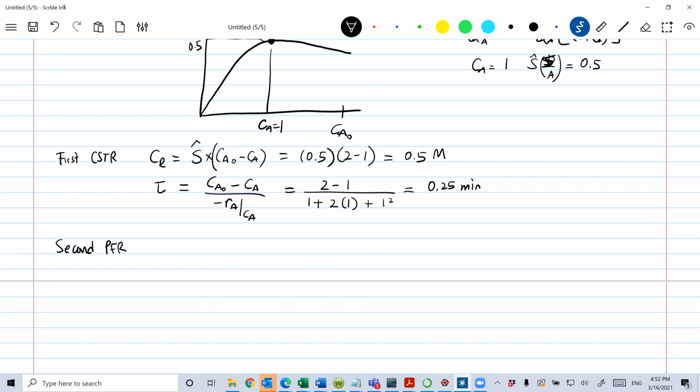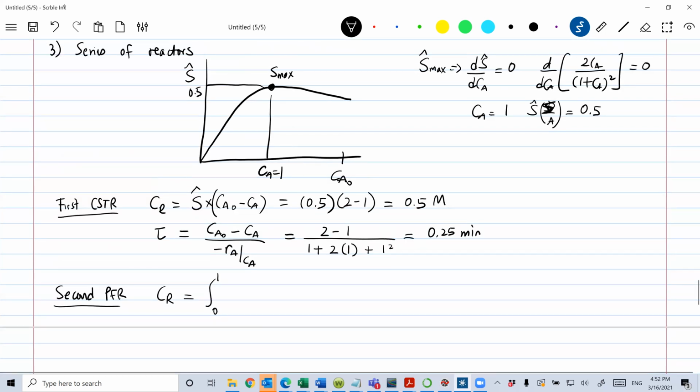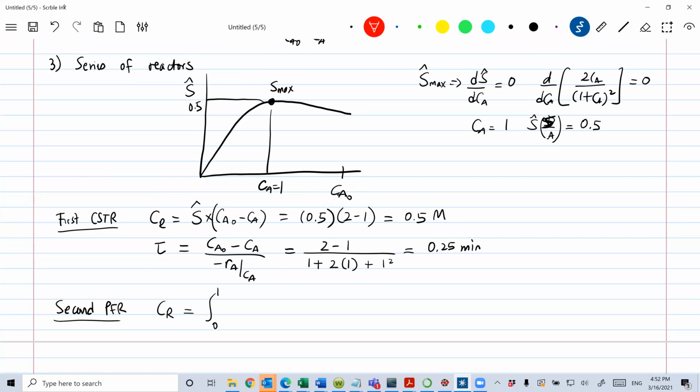So yeah, we'll be done in just a minute. If you look at your PFR, the PFR is coming in second. So from 0 to 1, this is what's going on here. I can draw it out for you. This is the CSTR, right? It's the square. And this here is your PFR.